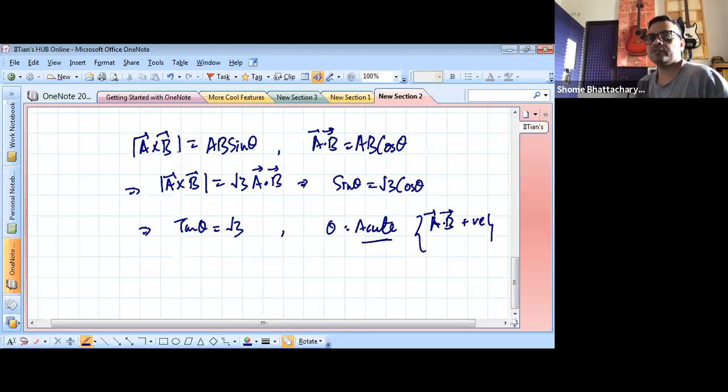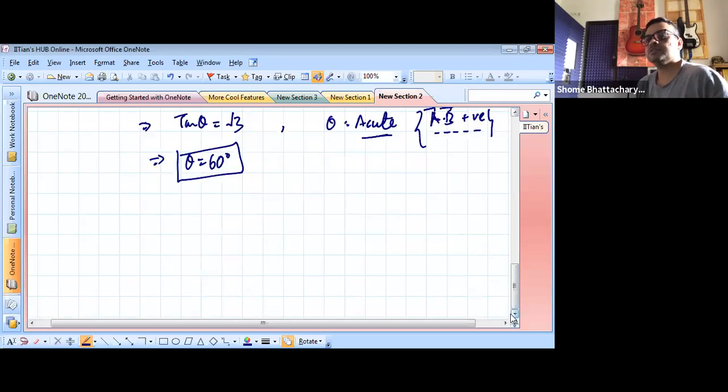The mod of A cross B cannot be a quantity with sign. So if the mod of A cross B is root 3 times A dot B, that means A dot B must be a positive quantity. Whereas if A dot B had been negative, there would have been a minus sign here also. So theta is acute, which means theta is 60 degrees. Now once you know that, you just substitute into the formula.